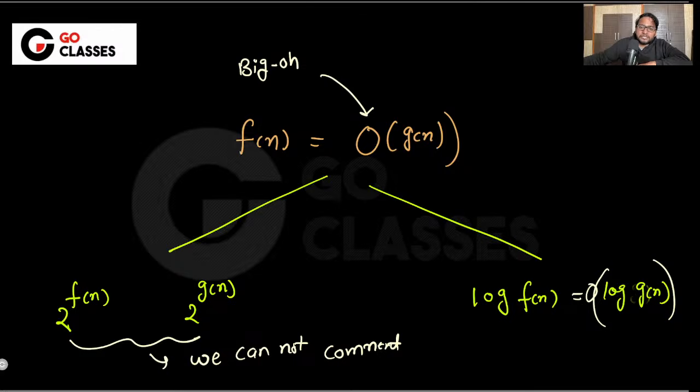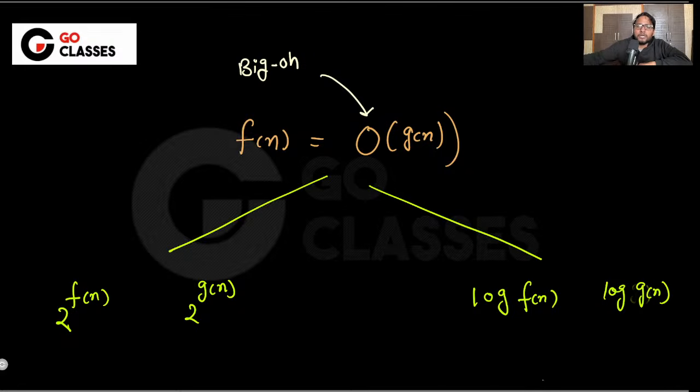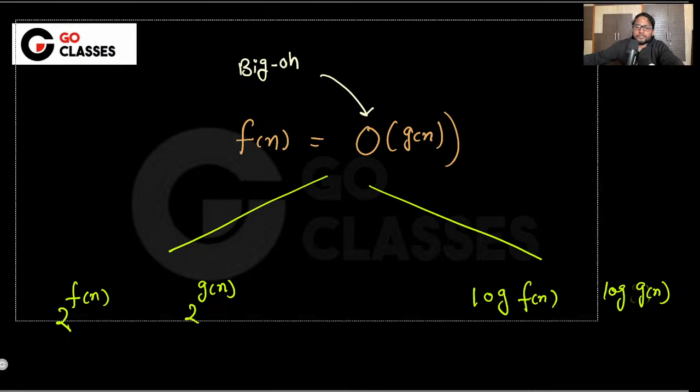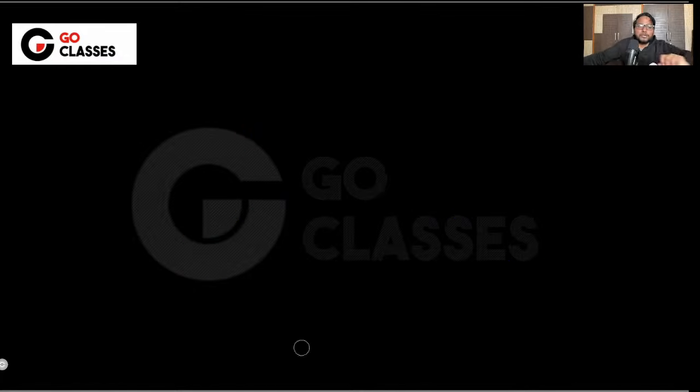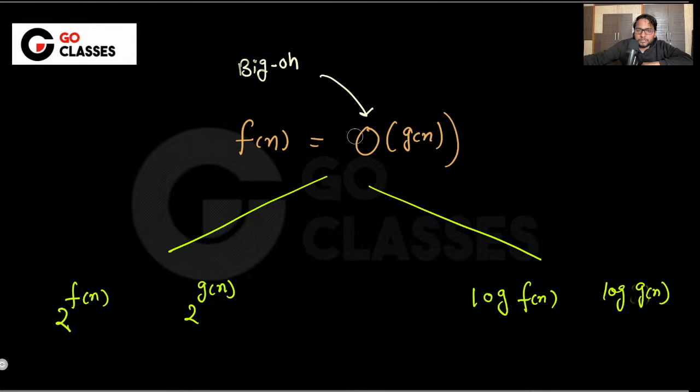Now let's see this. Let's suppose this is small o. Suppose instead of big O, this is small o. So let me copy it on the next page and ask you: suppose this is not a big O, this is a small o. Then what do you think? What is the answer?